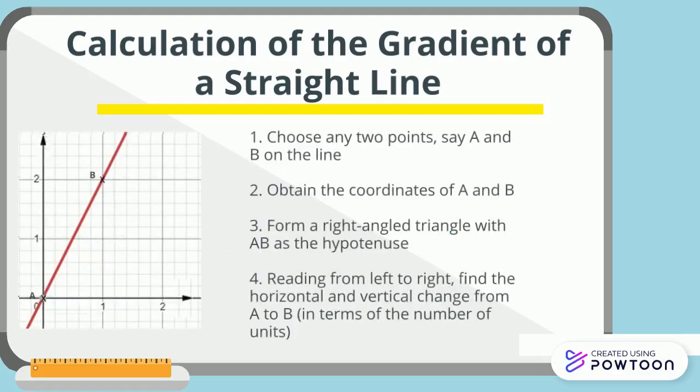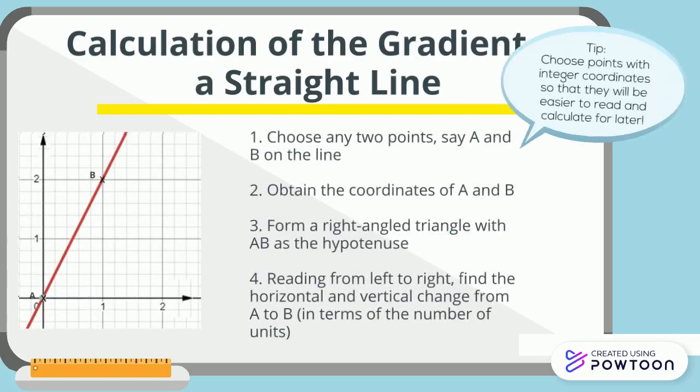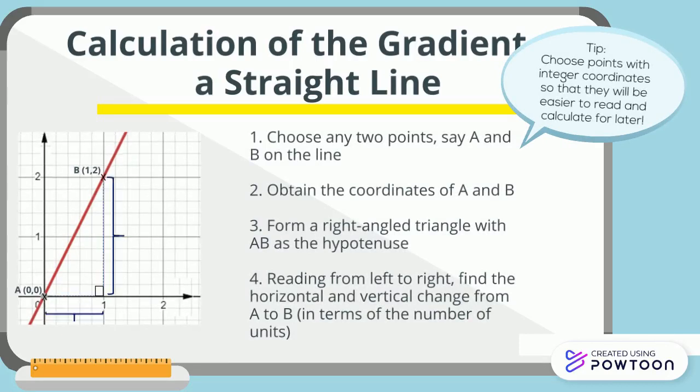The steps to take to calculate the gradient of a straight line are as follows. 1. Choose any 2 points, say A and B, on a line. 2. Obtain the coordinates of A and B. 3. Form a right-angled triangle with AB as the hypotenuse. And 4. Reading from left to right, find the horizontal and vertical change from A to B in terms of the number of units. Now let's demonstrate with a worked example.